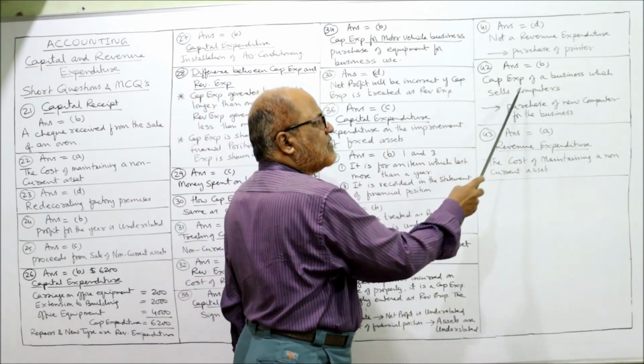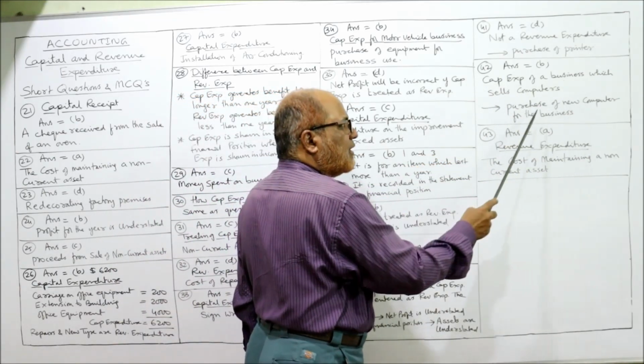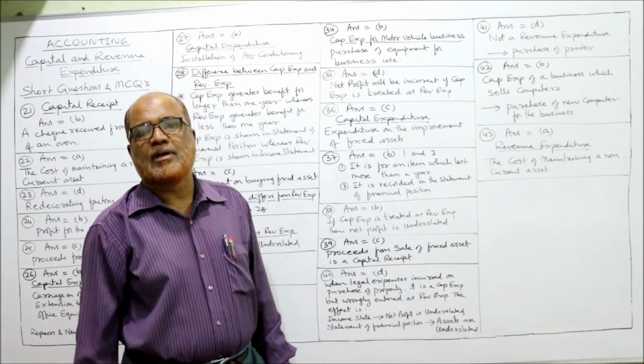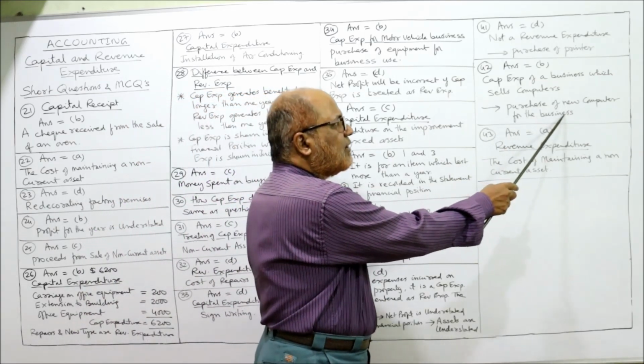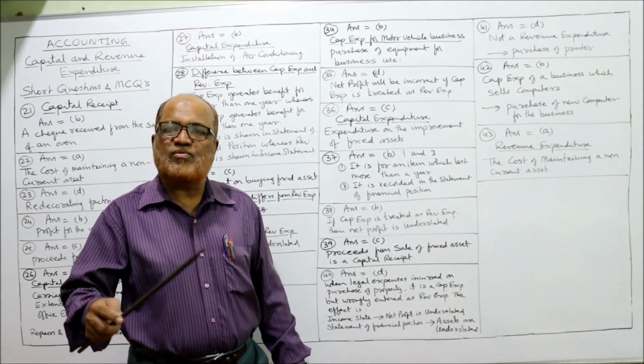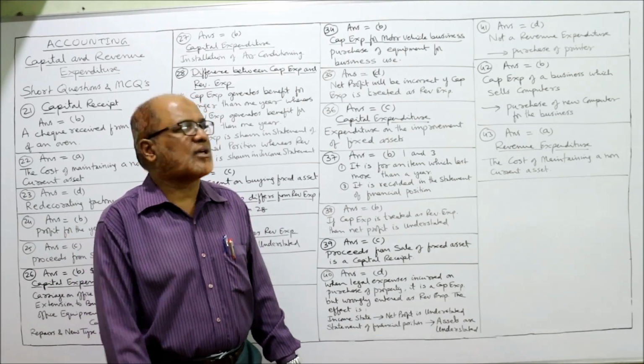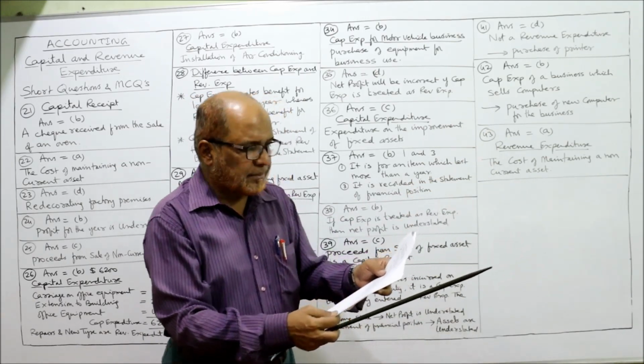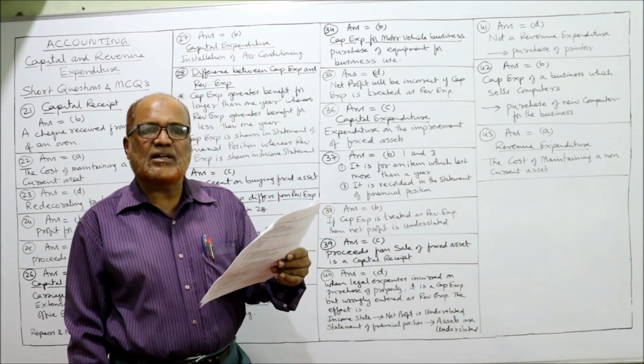Capital expenditure of a business which sells computers: purchase of new computer for the business. If the words for the business are not given, then we would have taken it as revenue expenditure. But when a computer is purchased for use in the business, it's a capital expenditure. So answer is B. Last and final, 43rd.